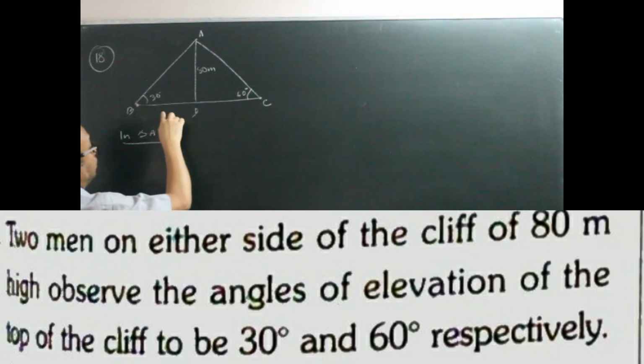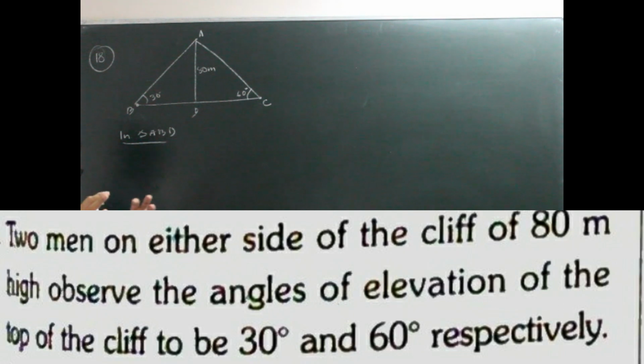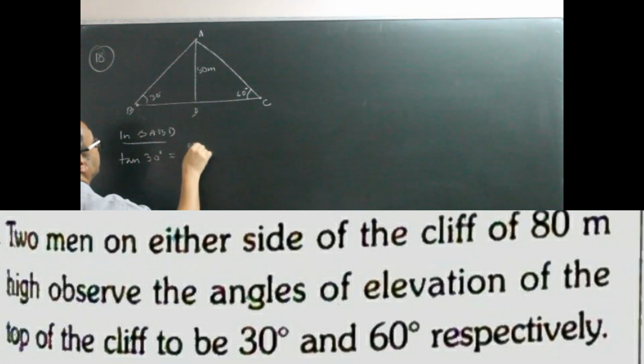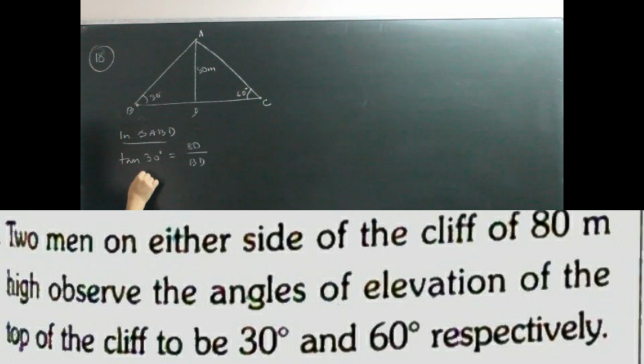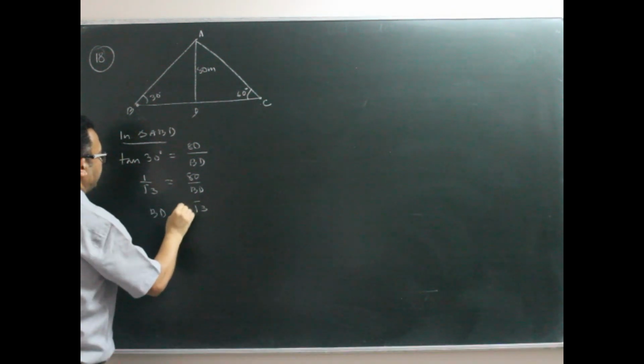Base, that is perpendicular. You know, this is base and perpendicular. And if you combine base and perpendicular, that is tan. So there you are. Tan 30 degree is equal to perpendicular. Directly I am doing it. Perpendicular is 80 and base is BD. Now tan 30 value 1 by root 3 is 80 over BD. Now if you cross multiply, BD into 1 is BD and that is 80 root 3. Okay, so here you have 80 root 3.